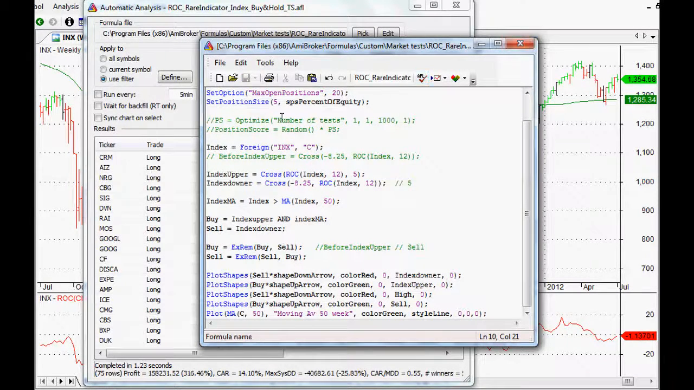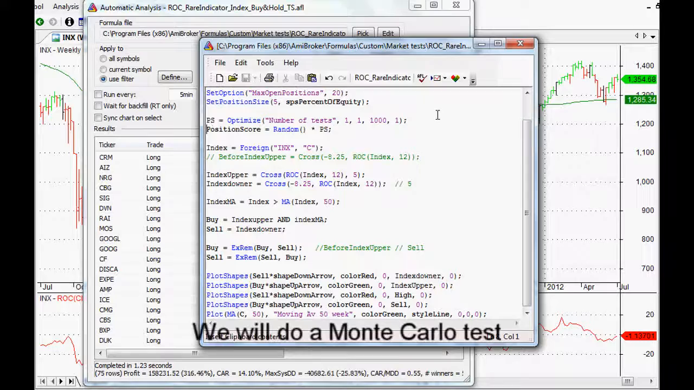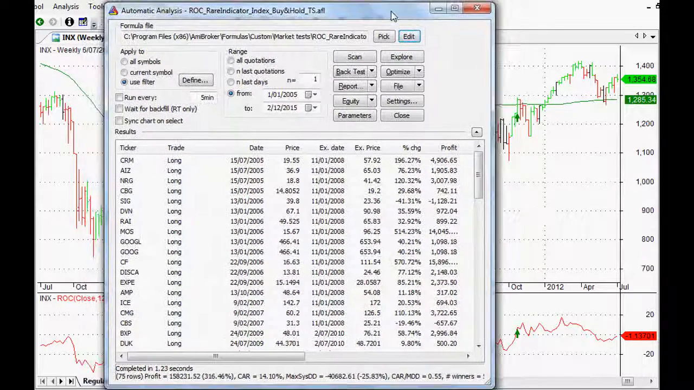So what I've done as well is I've just added a tiny little bit of code, and that actually gives us a Monte Carlo test. So this is going to give us 1,000 random different versions of this particular test, so we can really get into the guts of it and find out if it truly does work, what the range is and everything. It's just going to be so cool.